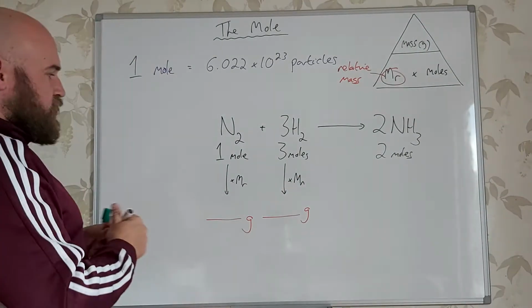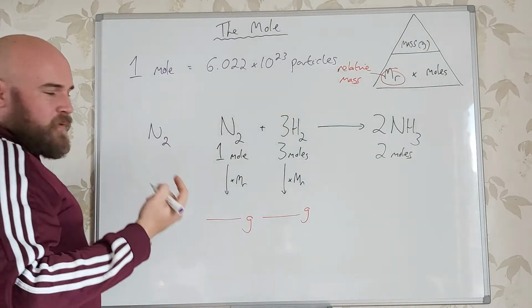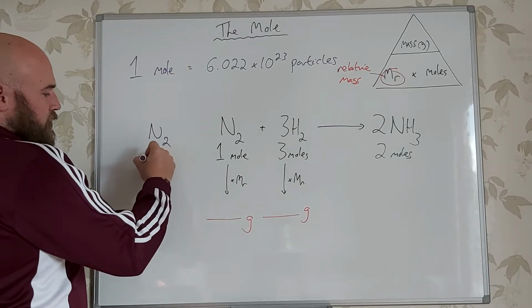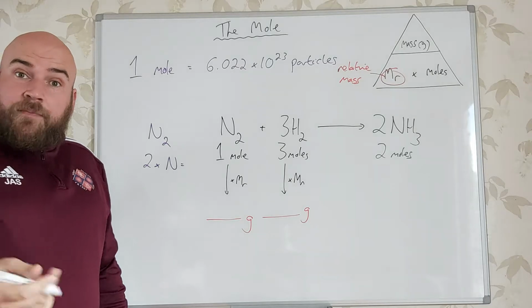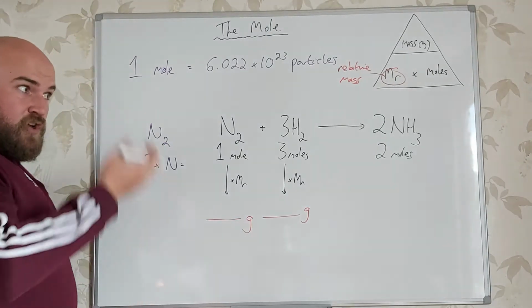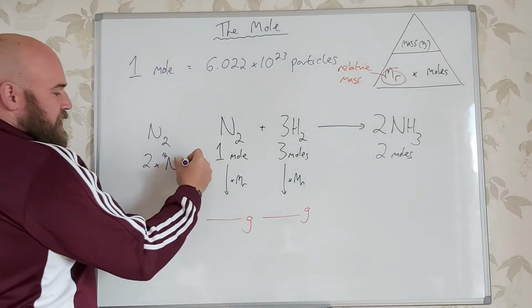Well, let's do some short calculations over here. So what is the Mr of N2? Well, just counting all the different atoms in there. So in this molecule, I've got 2 lots of nitrogen. I'll check the periodic table. I'll look for the big number, the top number for nitrogen. So 2 times 14 is 28.